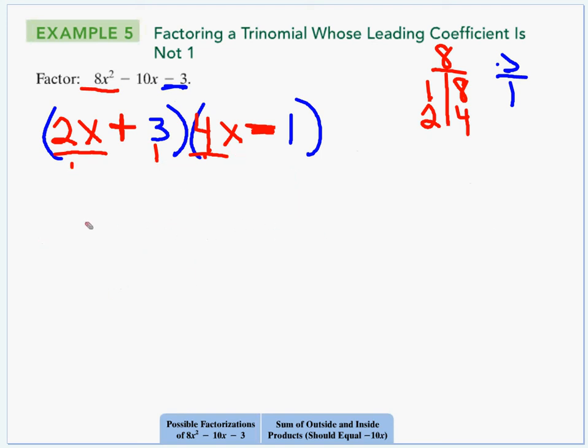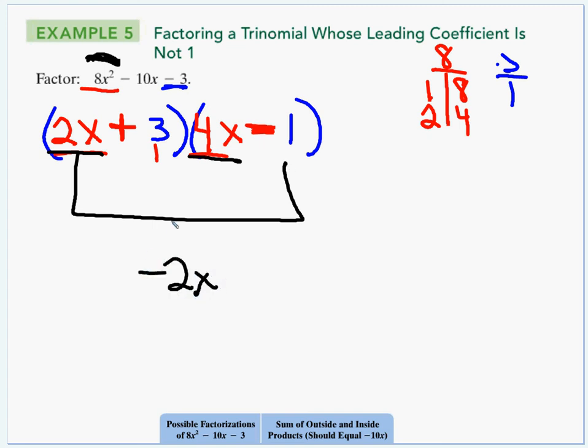And I'm just going to double check my work here. Again, first term times first, 2x and 4x is 8x squared. My outers now are a minus 2x. My inners are a plus 12x. That does add up to... Ooh, now hold on. Did I get that backwards? Oh, yeah, I do have my signs backwards.